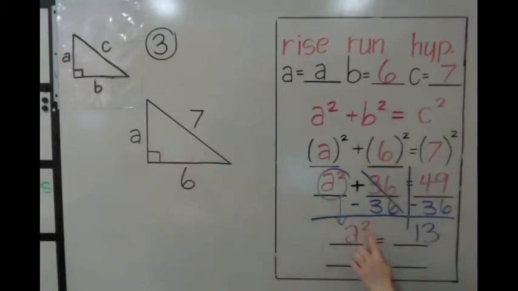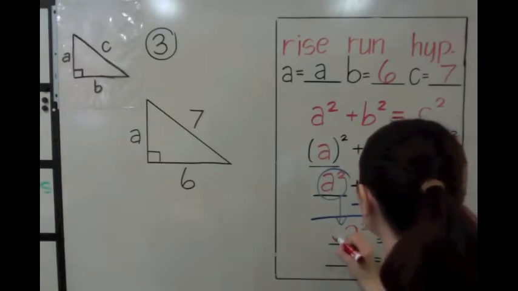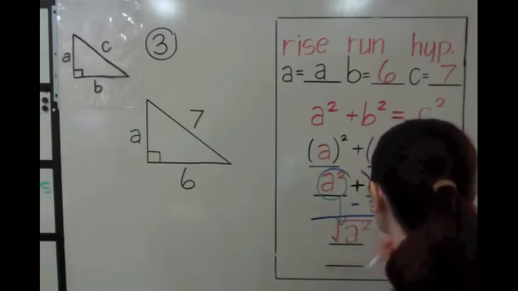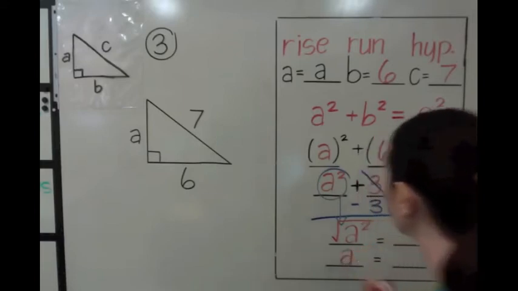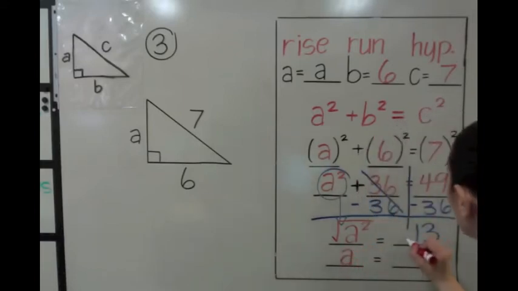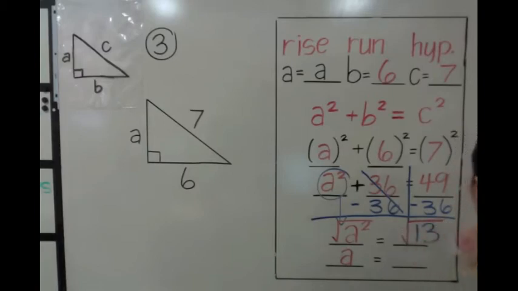So we need to do something to both sides to undo the square. What do you do to both sides? You're going to square root. That's right. When you square root a squared, you're left with a, because a squared is a times a, right? Let's square root this side. Square root of 13. I'd like you to leave this as square root of 13 because it's more exact than the decimal.